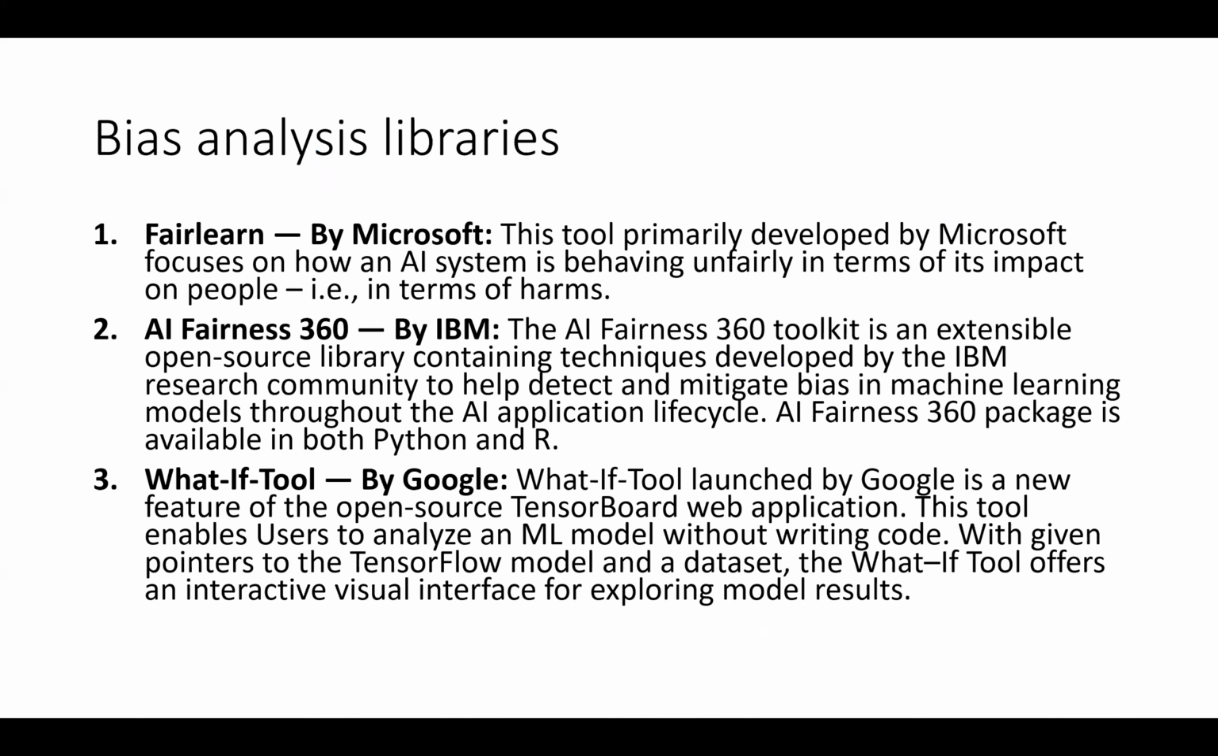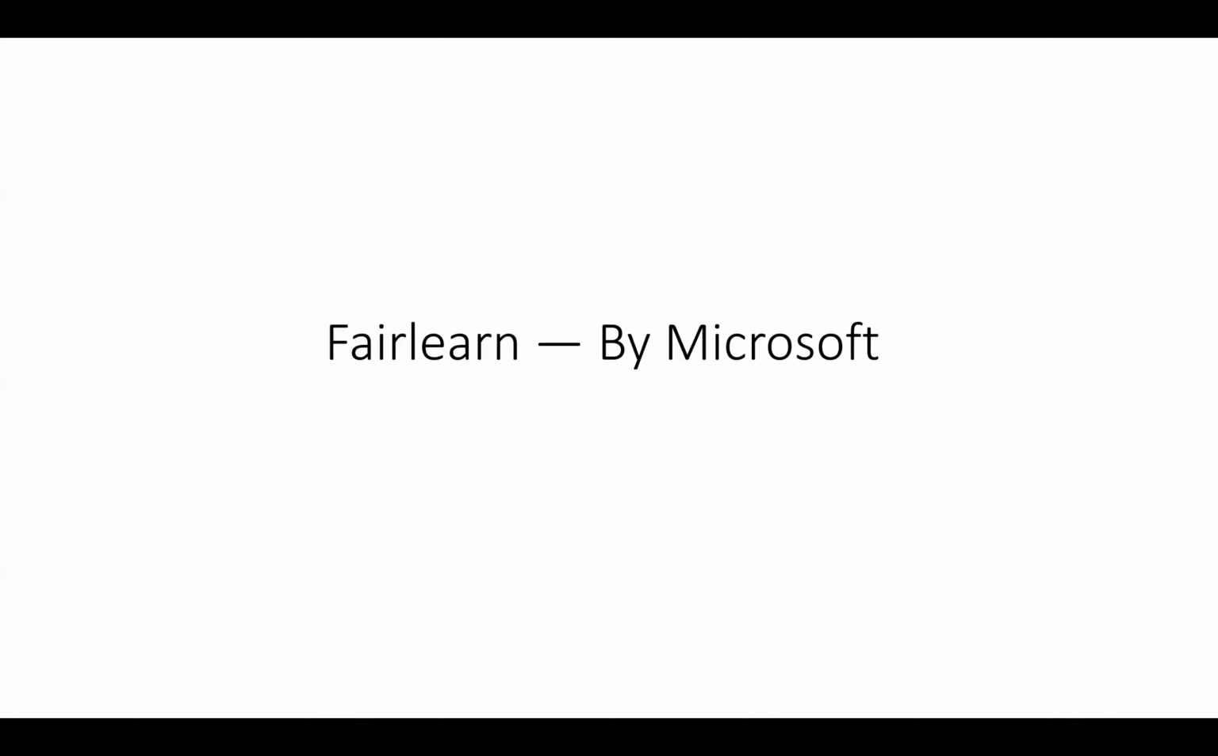The libraries I have used are FairLearn and AIF 360, and this is my experience with machine learning bias. I did not use the What-If Tool from Google, so that is something we are going to learn together. In FairLearn and AIF 360, I have used metrics to identify bias. I did not use mitigation to reduce bias. This is my experience with that.